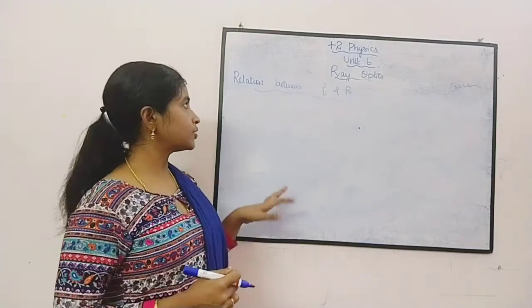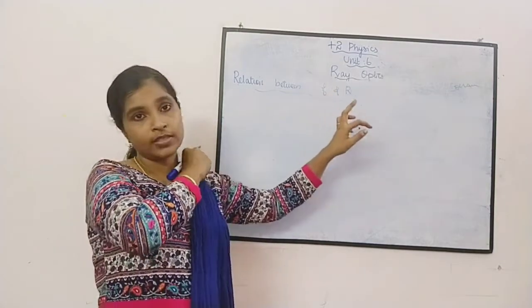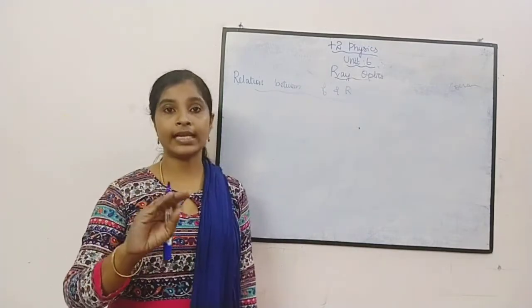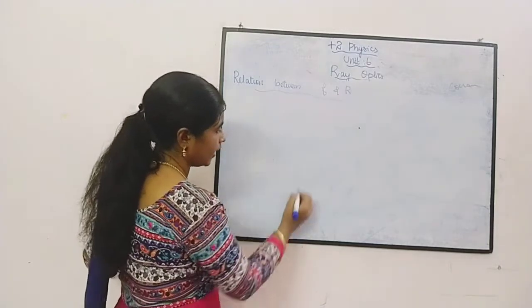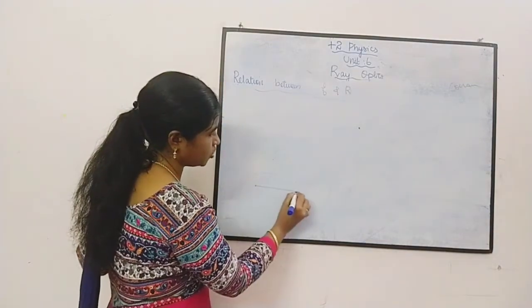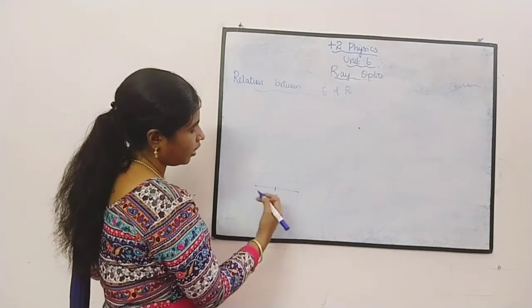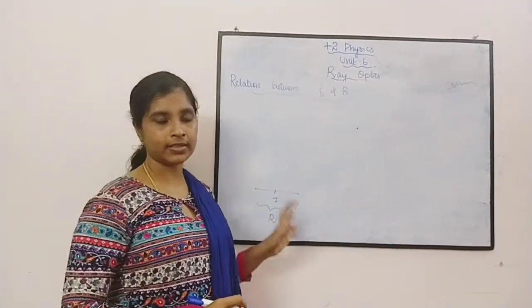Okay. So in this video we are going to discuss, I already told about what is focal length and what is radius of curvature. Now we are going to find out the relation between this focal length and the radius of curvature. We know that radius of curvature means from the center to the sphere. Focal length means at this point. So now we are going to find out the relation between this R and this focal length small f.